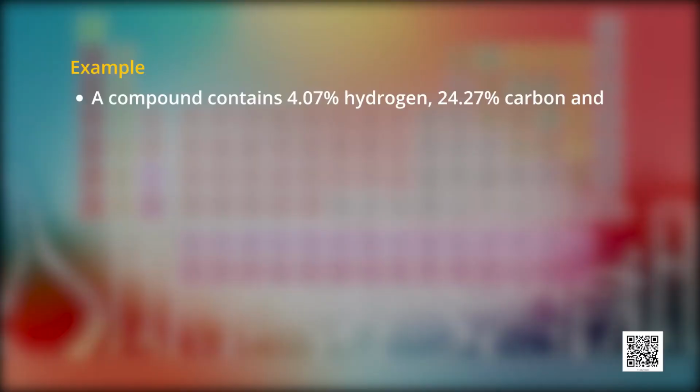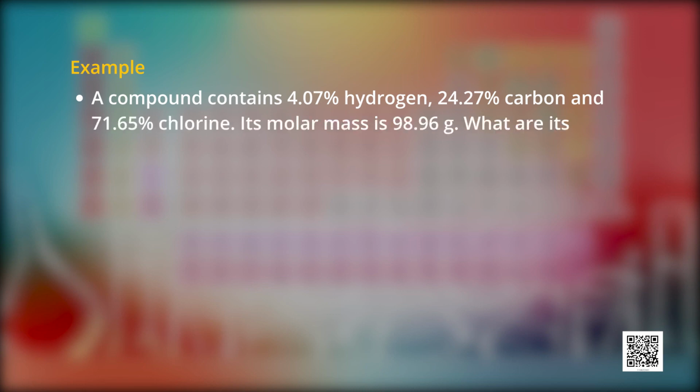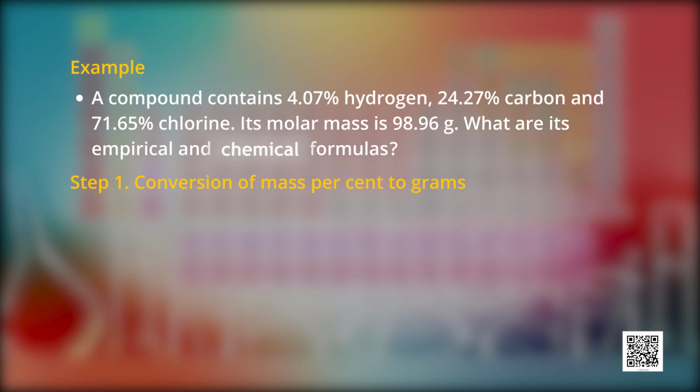Let us take an example. A compound contains 4.07% hydrogen, 24.27% carbon and 71.65% chlorine. Its molar mass is 98.96 gram. What are its empirical and molecular formulas? Now we will study the steps to find out the same.